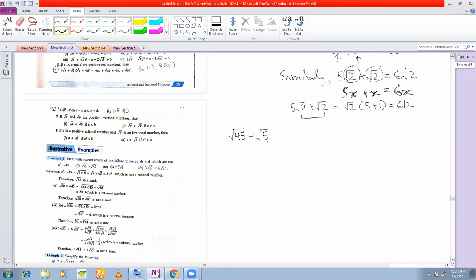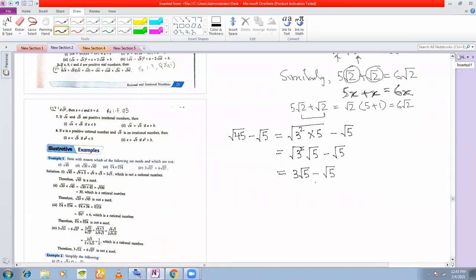Now remember, root 45 minus root 5, you cannot add or subtract these two directly. But what you can do here is convert root 45 to a mixed surd and then try subtracting. How do you convert? If you prime factorize 45, you get 3 square into 5. Minus root 5. Because there is a multiplication sign between 3 square and 5, you can write this as root 3 square into root 5 minus root 5. Now root 3 square is nothing but 3, and root 5 you write as it is, minus root 5.